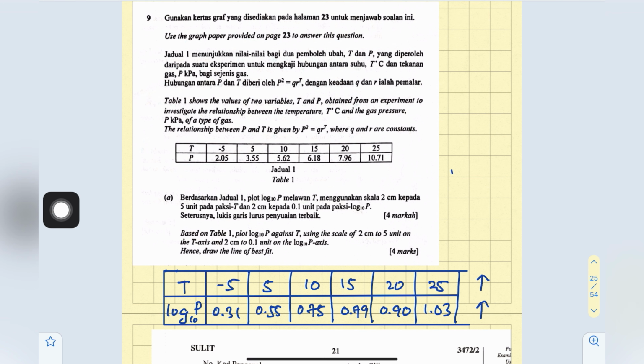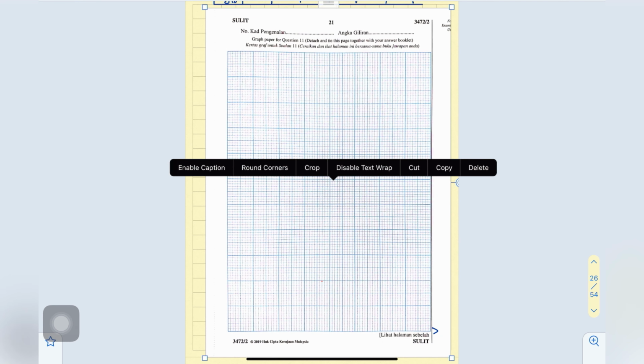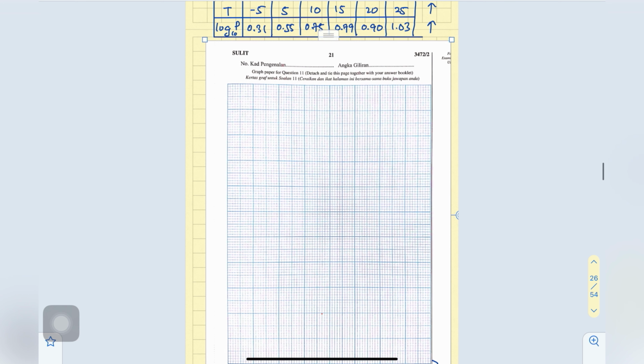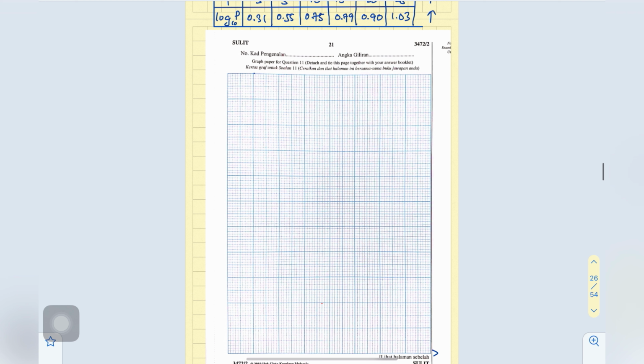Okay, so kalau kita tengok dekat sini, values of T is increasing and values of P increasing as well. So kita boleh predict nanti graf kita is graf positif. Kalau graf positif ni hati-hati kita tengok the maximum value of T is 25, minimum ada negatif. So log P pun sama, maximum dia 1.3, minimum dia 0.31. Okay, so now kita lukislah based on the values of T and log P in the table. So kita lukis graph.